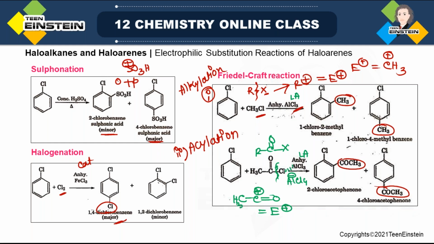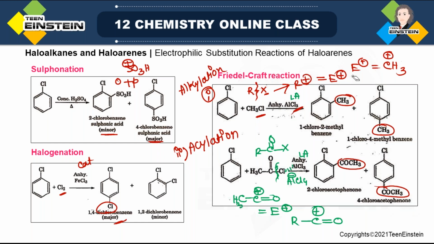But see, this is not just limited to this method. If you are applying some other methods by which you can generate E plus, that is you can generate CH3CO, that is RCO, this is the general electrophile structure for the second reaction. So if somehow you can generate R plus or RCO plus, then also it will work. So it is not always limited to the use of RX and a Lewis acid catalyst. You can generate it by some other methods also.